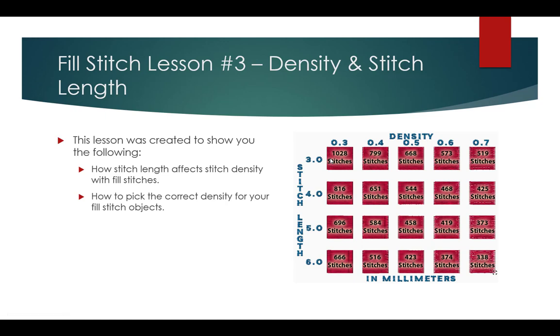And so the interesting thing when doing this and stitching it out is that you're going to find that even though the density is a lot tighter, meaning it's more dense on the left hand side, and it's the least dense on the right hand column, you're going to find that the area is actually going to cover better using a lighter density but a longer stitch length.